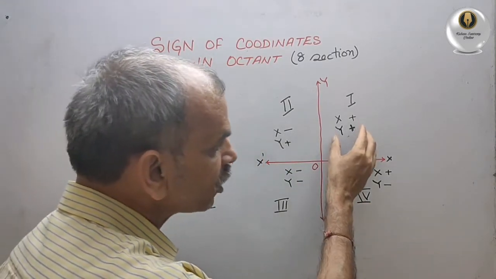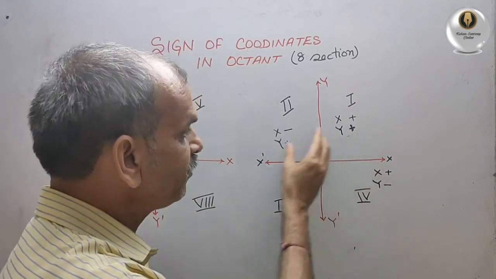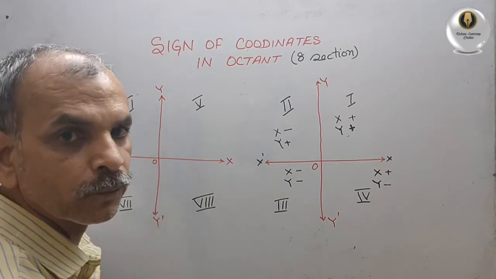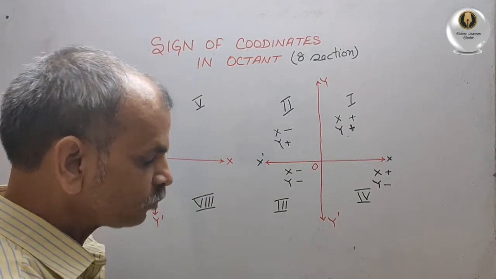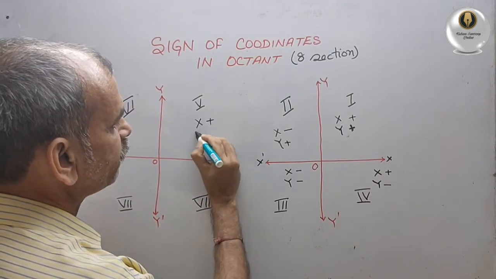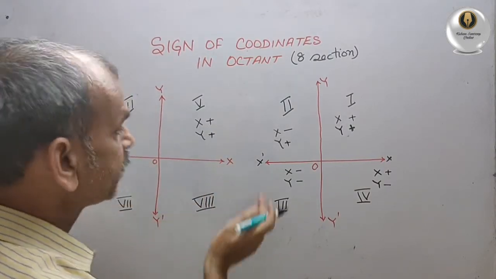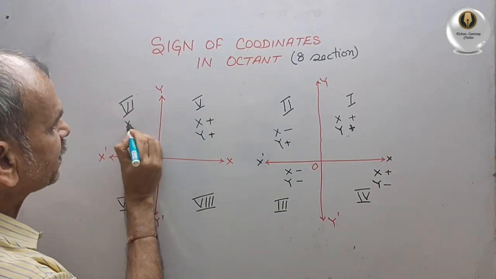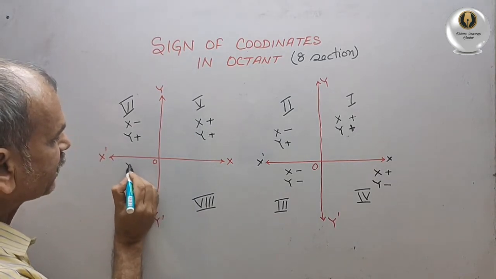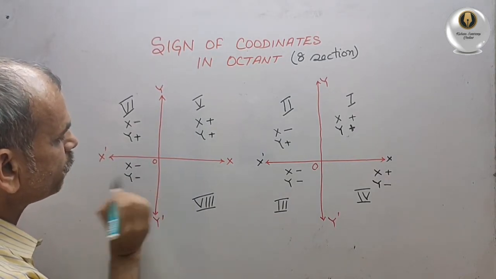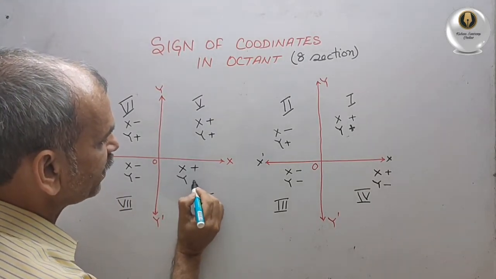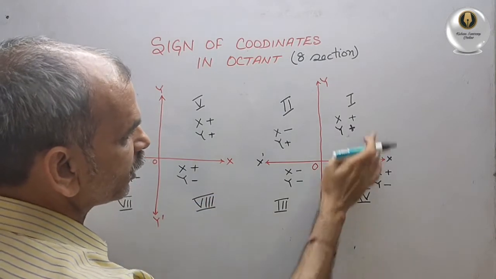That means whatever the coordinates of x and y are there, the same coordinates should be here also. So what you will get here? x is plus, y is also plus. Here also the same: x is minus, y is plus. Here x is minus, y is also minus. And here x is plus, y is minus. Same coordinates.